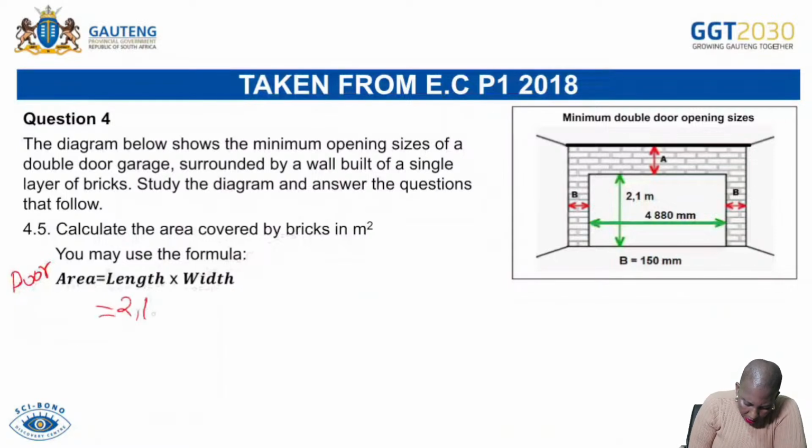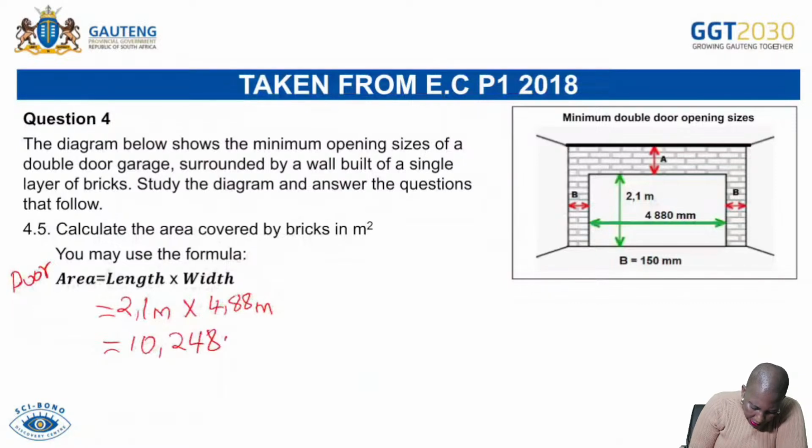2,1 meters multiplied by what? By 4,88 meters. Remember now I'm talking about the entire door. So it will be 2,1 multiplied by what? By 4,88 meters. So the answer will be here 10,248 meter squared. That is the door.